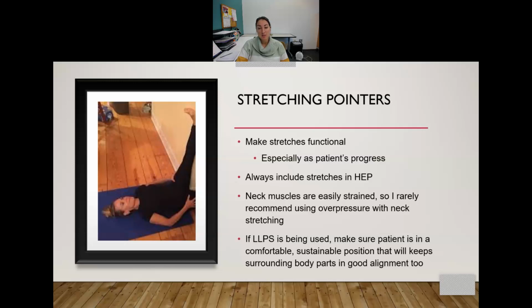Neck muscles are easily strained. I do not recommend overpressure on neck stretches when possible. And if a patient is using low load prolonged stretch, make sure they're in a comfortable, sustainable position with other body parts in good alignment. What you don't want to do is end up straining the back while you're stretching the hamstrings because they're in a weird position, arching their back or something. Get them in a comfortable position that they can hold for a long time before you give them that stretch to do.